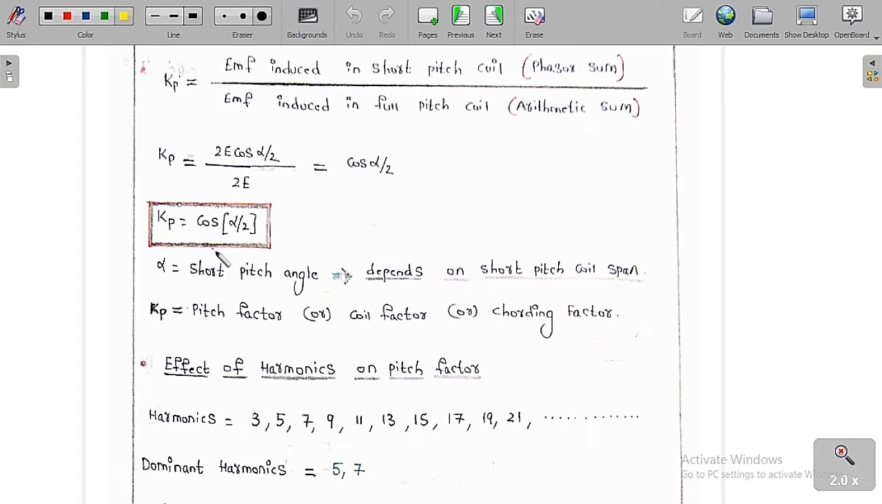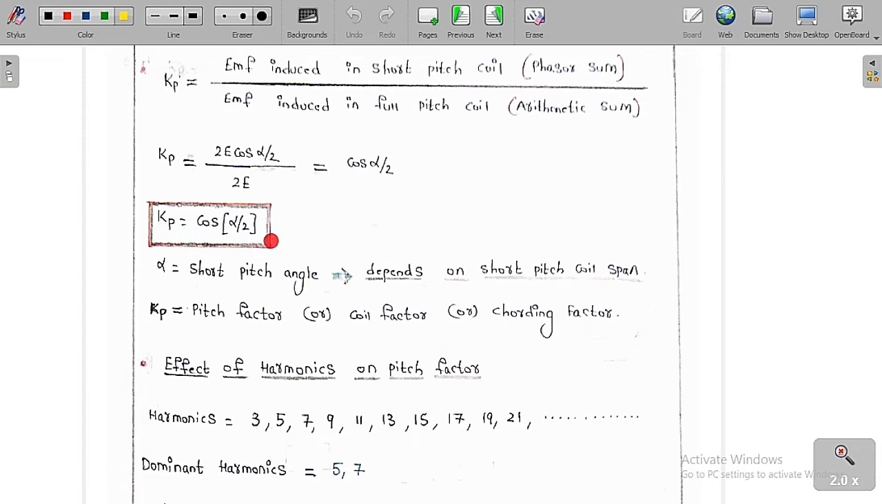And what is alpha? Alpha is equal to 180 degrees minus the overall mechanical angle, or you can say the overall slot angle, between the two slots which you are going to connect them. It is a very important point that you always have to understand this important formula.